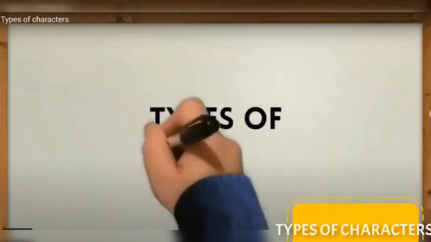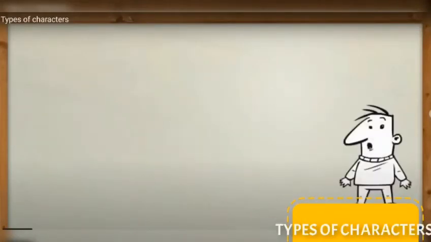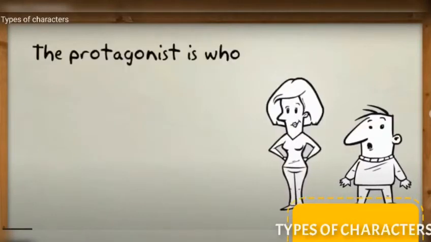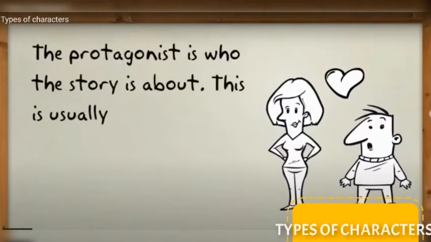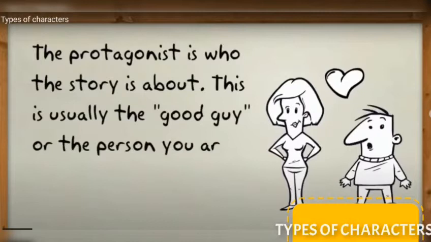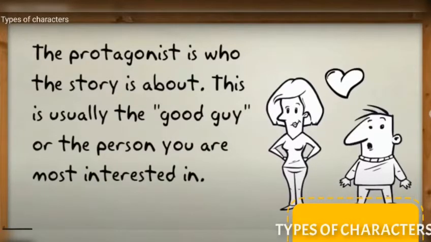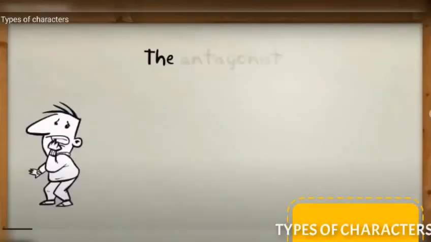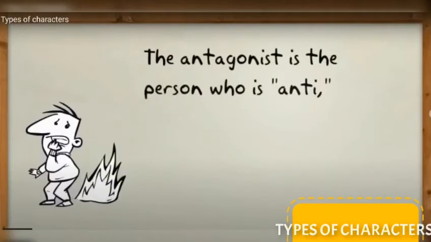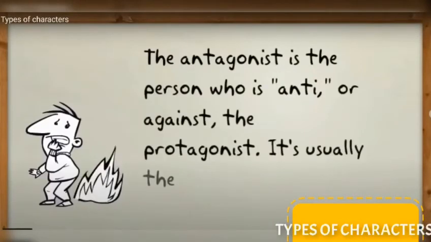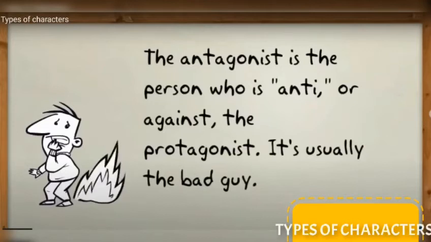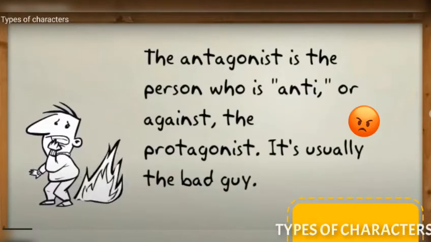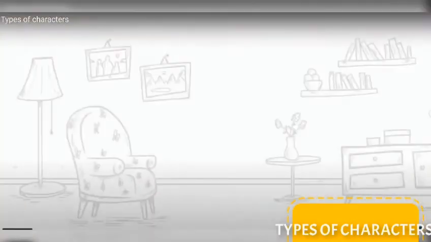Today we are talking about types of characters. First, we have the protagonist to the story. It's usually the good guy or the person you are most interested in. Then, we have the antagonist, who is the anti or against the person who is the protagonist. It's usually the bad guy in the movie or in the story, although sometimes it's not that case.